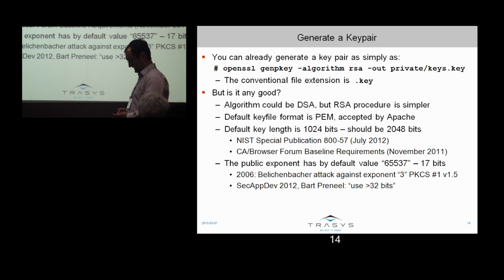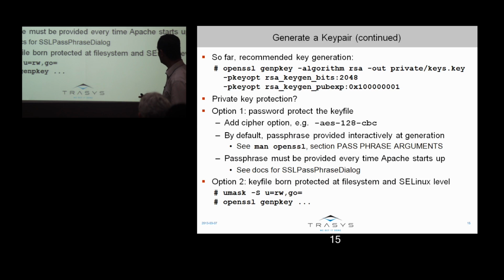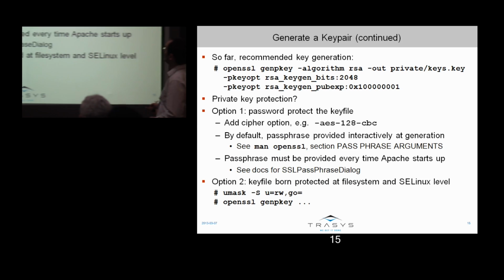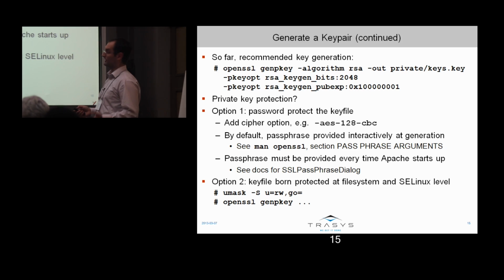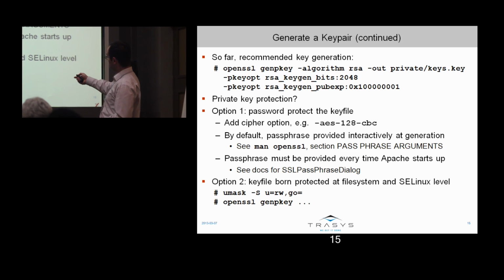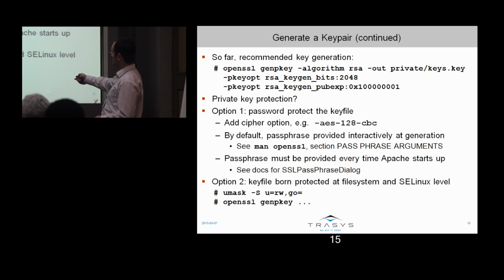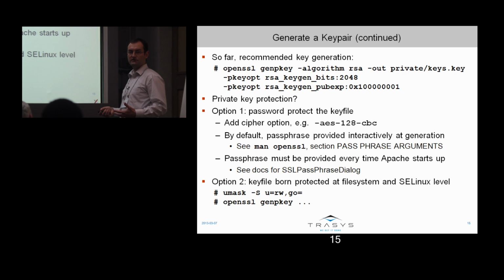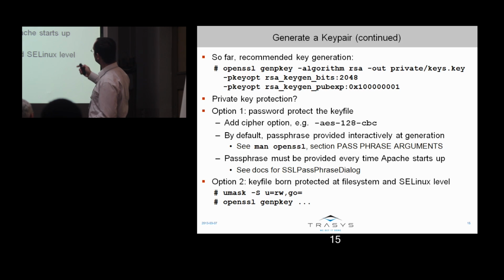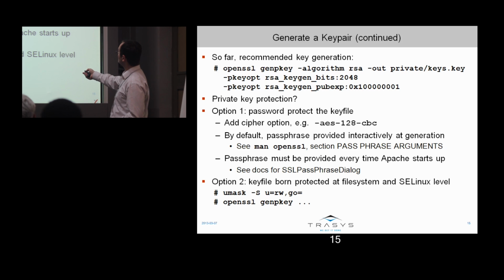And since Bart recommends to use more than 32 bits, that's the kind of value I'm using in this command, which uses parameters that are recommended. So it's changed a little bit. I've added a private key option for the RSA algorithm to use 2048 bits in the generation of the key, and another parameter which instructs the RSA key generation algorithm to choose this one as a public exponent.